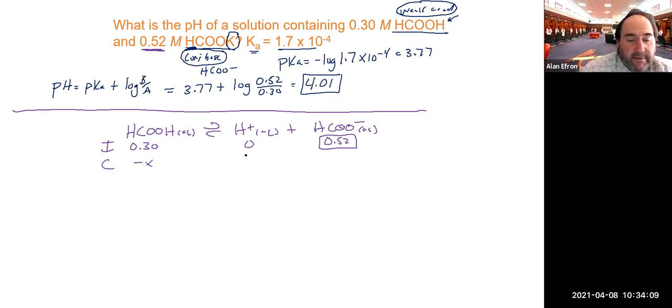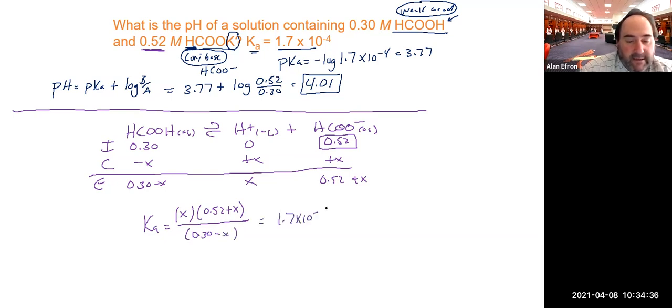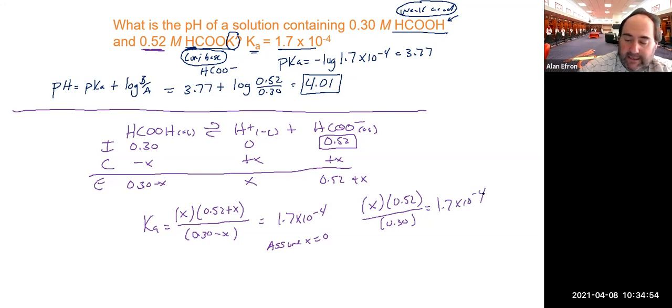Change here would be minus x, and at equilibrium, 0.3 minus x, and 0.52 plus x. At this point, obviously, you would go into your Ka, which would give you x, 0.52 plus x divided by 0.3 minus x is equal to 1.7 times 10 to the minus 4. You'll do an assumption that x is equal to 0. That will get you x times 0.52 divided by 0.3 equaling our 1.7 times 10 to the minus 4. That is going to get us, we'll call it, 9.81 times 10 to the minus 5.